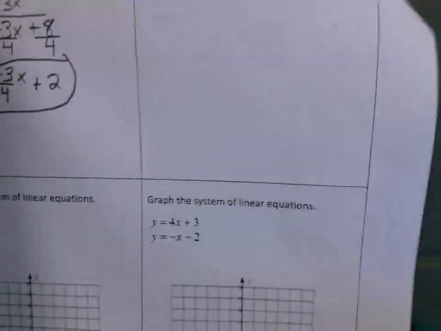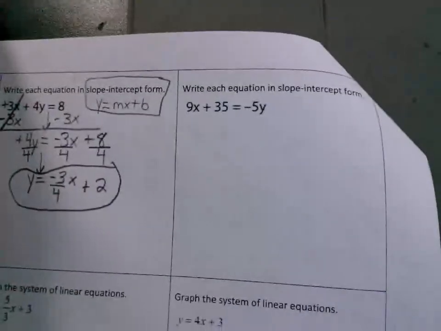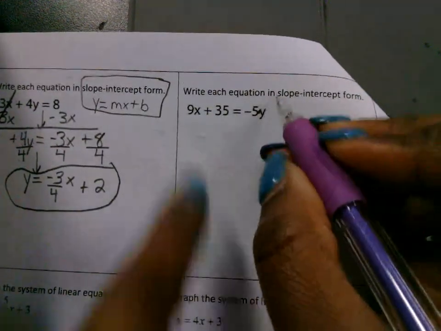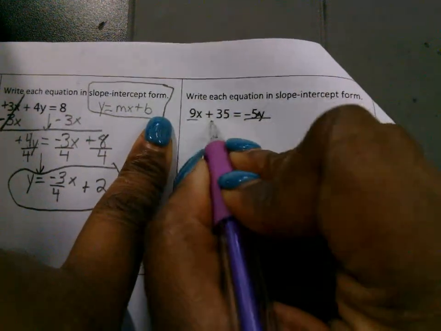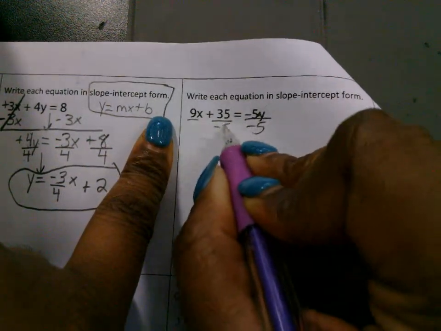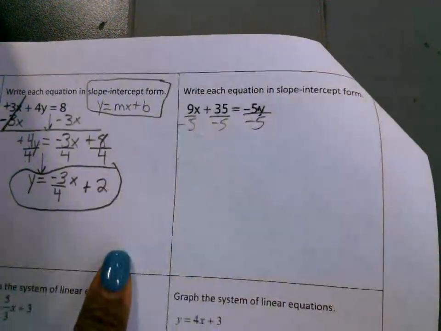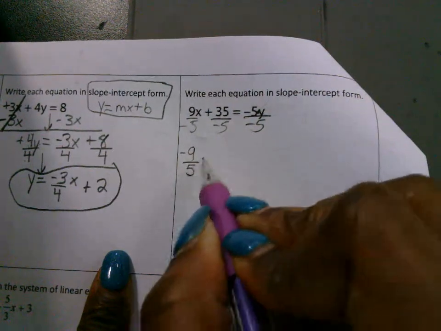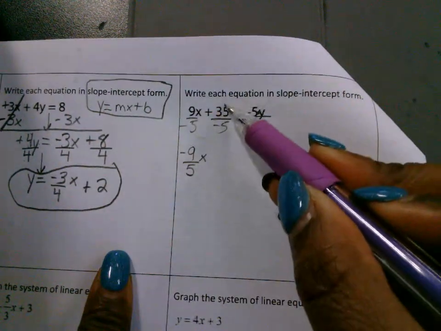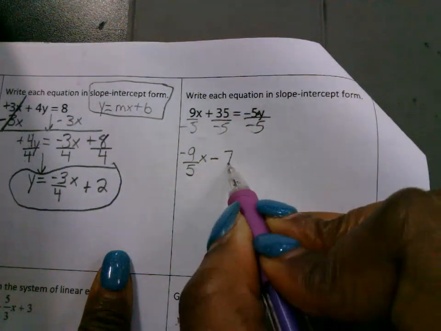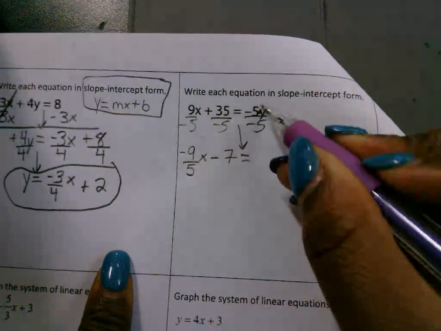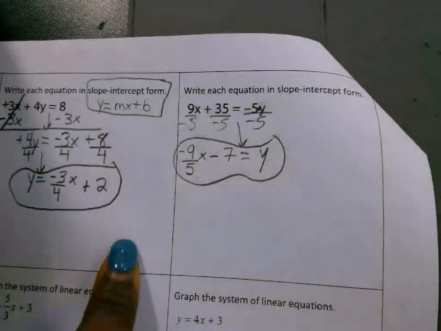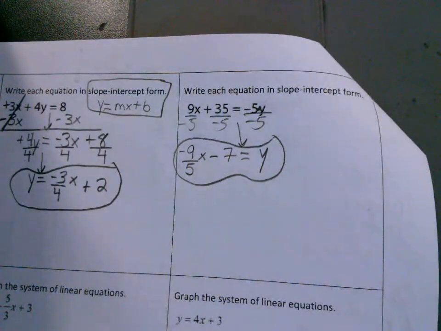Ready? Okay. So Tegan, did we figure that out? All right. This is multiplication. So to get y by itself, you got to do the opposite of multiplication, which is to divide. You're going to divide everything by negative 5. When you divide this by negative 5, it's going to give you negative 9 over 5 x. When you divide this by 5, it's going to give you minus 7. And when you divide this by 5, it's just going to give you 1 or 1y. Okay. That's it. Y is by itself.